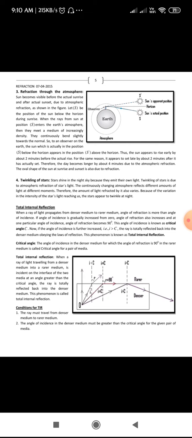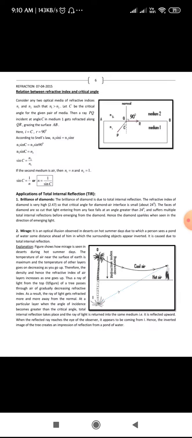And we also went through the conditions for TIR, right? The first one was the ray should always travel from the denser medium to the rarer medium, and the second one is the angle of incidence in the denser medium should be greater than the critical angle. Okay, so that was regarding the TIR, correct?